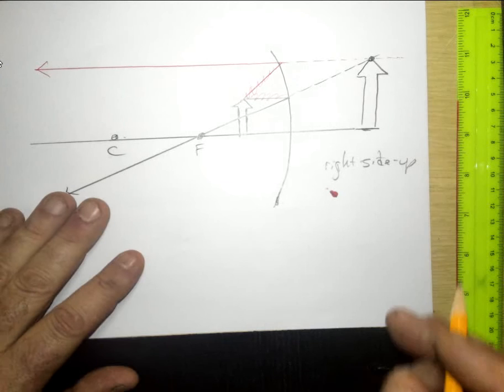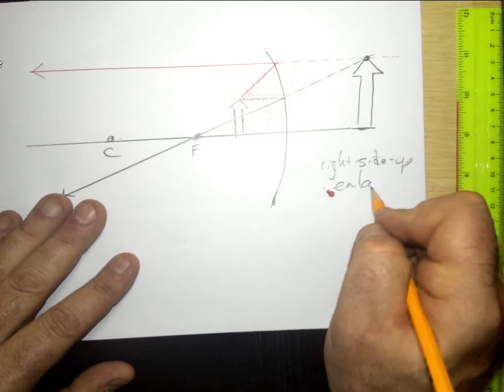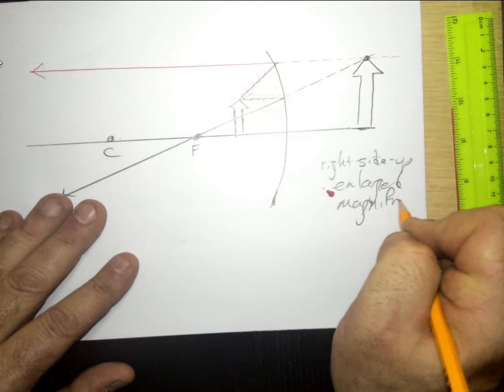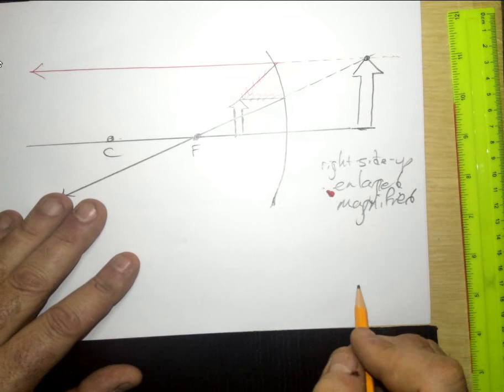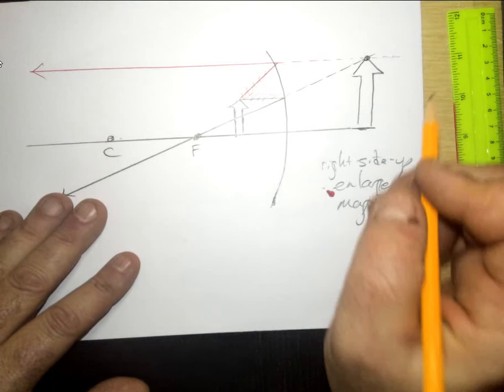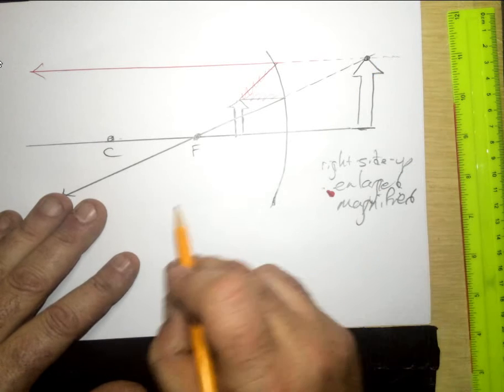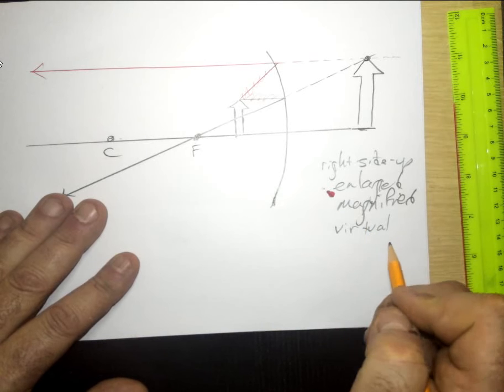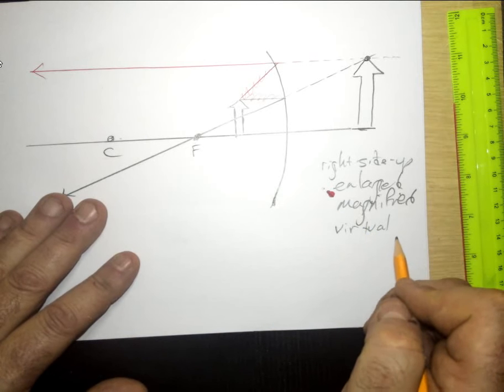Okay. It is enlarged. It's magnified, in other words. And the light rays do not really travel behind the mirror. So this is not a real image. We have to use our imagination. Virtual, like virtual reality, is our computers giving us an imaginary world. A virtual image.